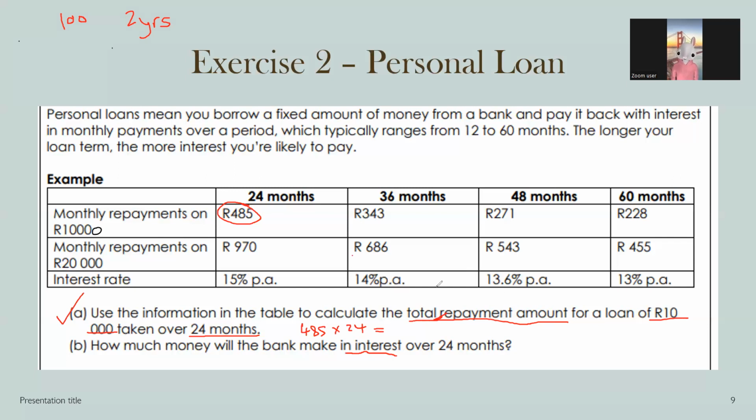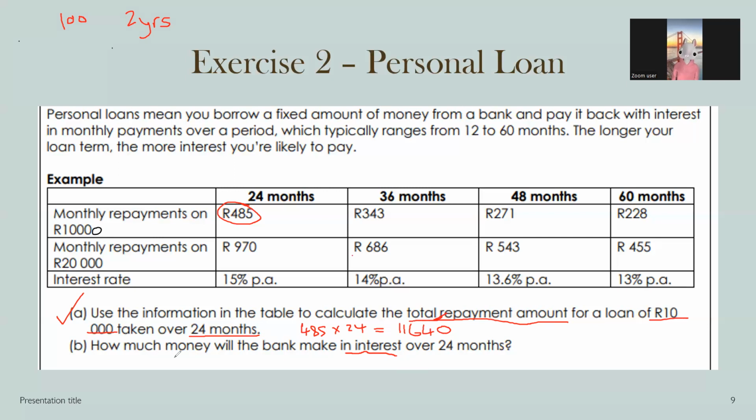So what was your total repayment amount? It was 11,640, right? So can you calculate how much the bank is charging interest, or how much extra this guy has to pay for the loan? How much extra? So do I have to say 1,640 times 24? No.